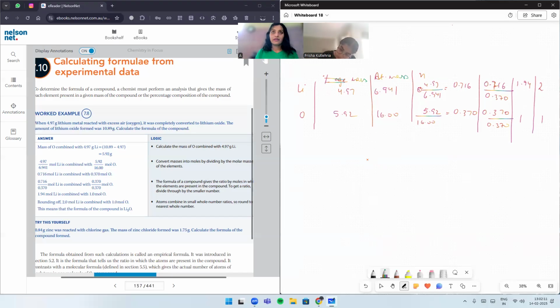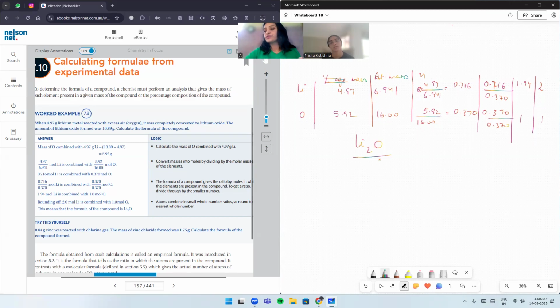Otherwise, we can even multiply. If I'm not getting, just for example, here it was 1.5, here it was 2.5, so I can multiply both the numbers with 2, because in the compound, there is always a whole number ratio, right? There are no fractions or points, right? So the formula comes out to be Li2O. Is this clear? Right. Yes.